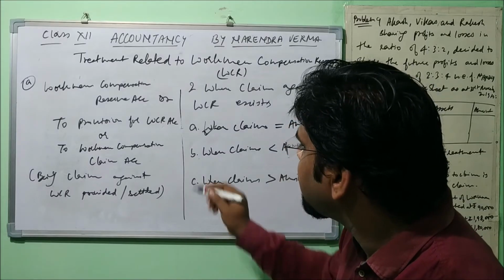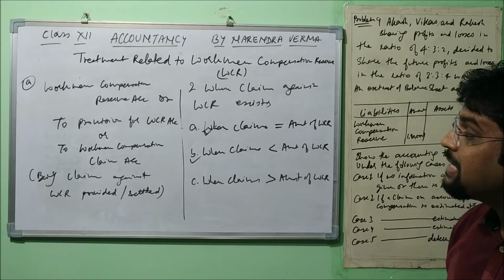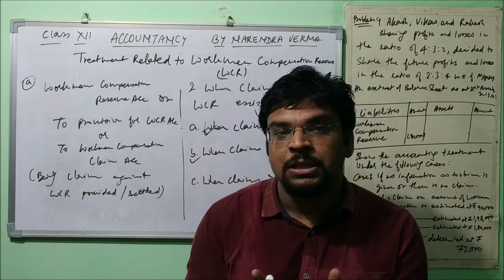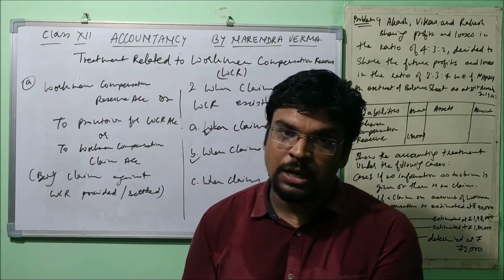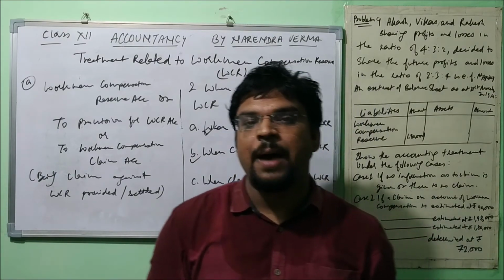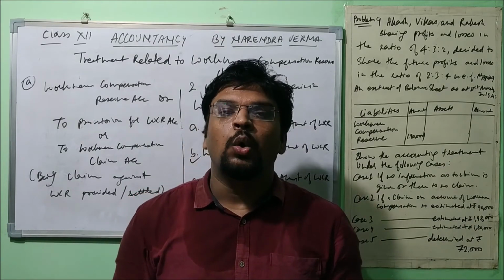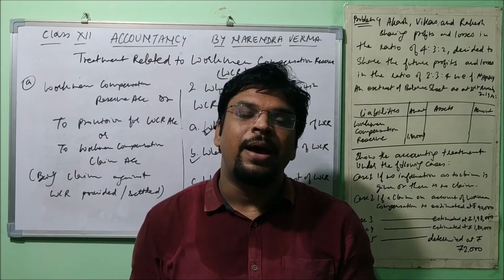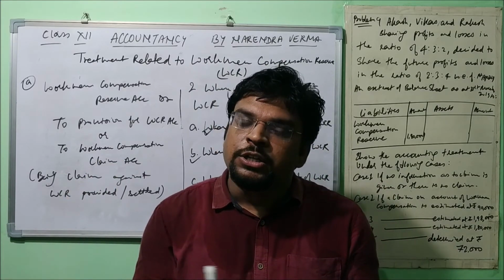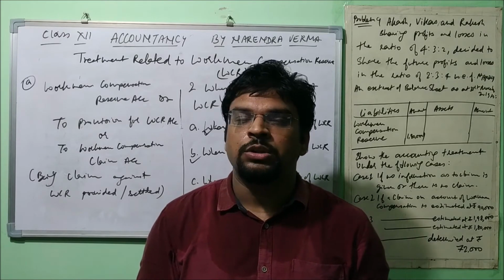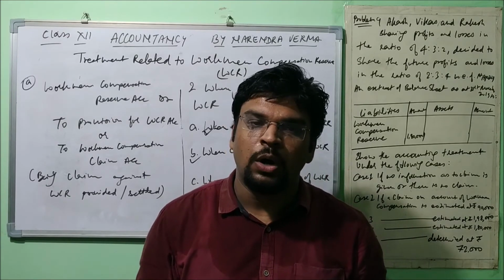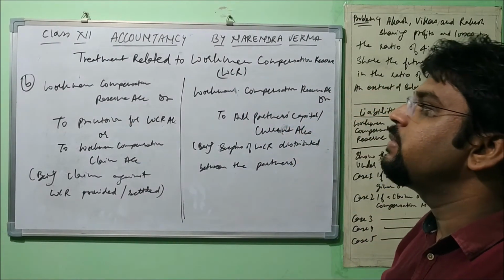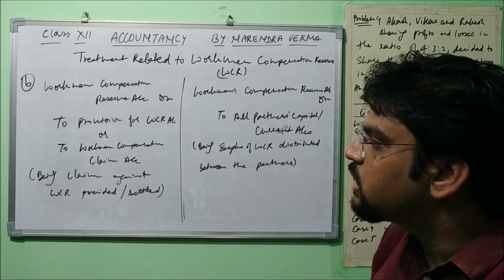Now let's talk about the second case, when claims are less than the amount of WCR. If the WCR amount is 50,000 and the claims are 30,000, 40,000, 49,000, but lesser than the WCR, then in that case the whole amount of claim is settled out of WCR and the remaining balance of WCR is distributed among the partners. So there will be two entries passed here. How? I will show you. Like I told you, in case 2, when the claims are less than the amount of WCR, there will be two entries passed.